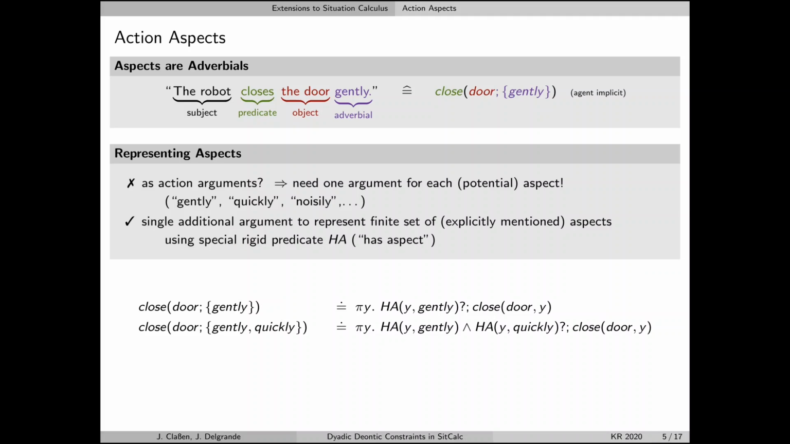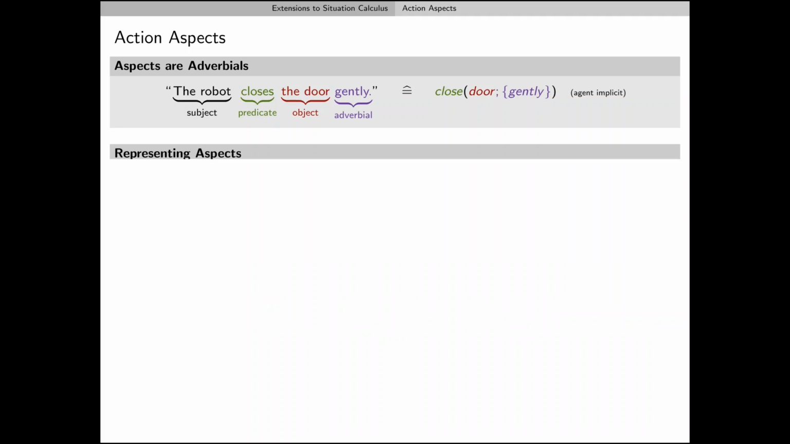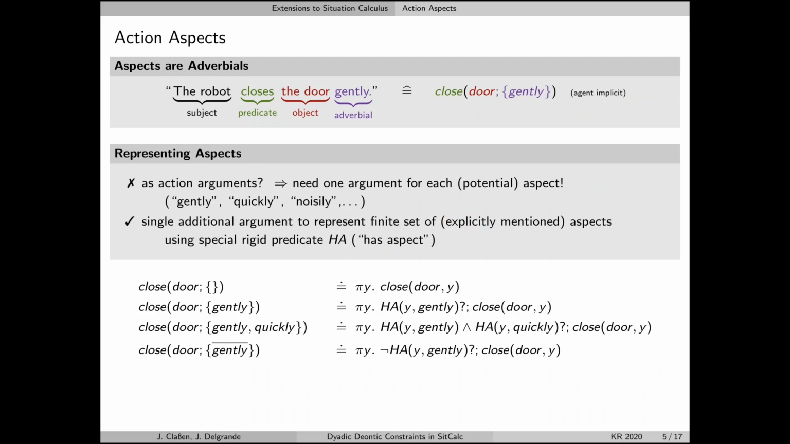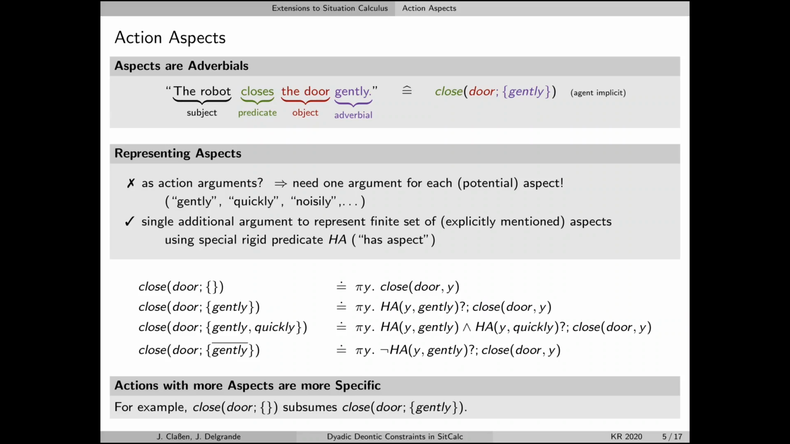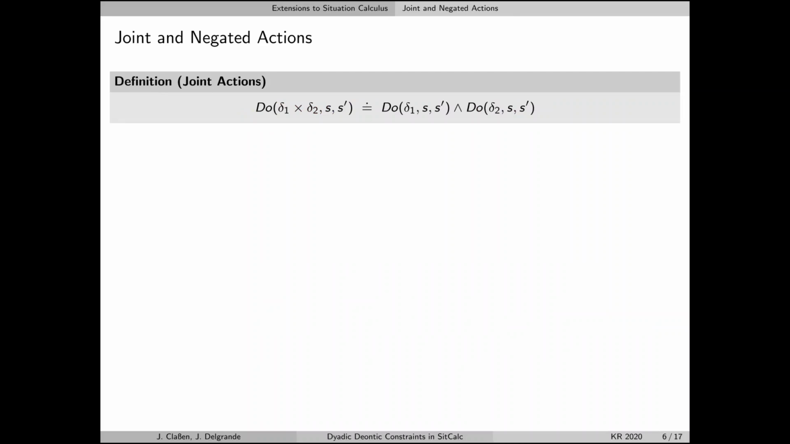In this fashion, we can represent actions with multiple aspects, no aspects, and also negative aspects, meaning a corresponding aspect is absent. This nicely captures the intuition that an action with more aspects in terms of set inclusion is more specific than an action with fewer aspects. So for example, closing the door gently is more specific than just closing the door.